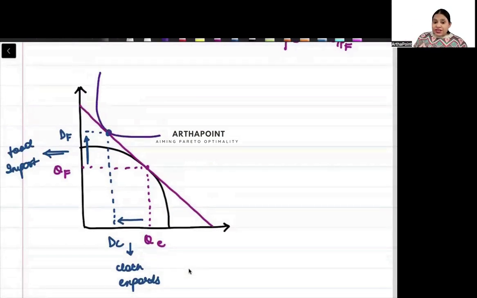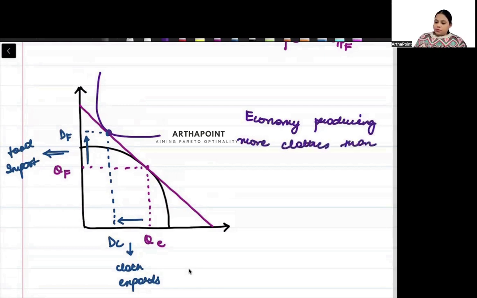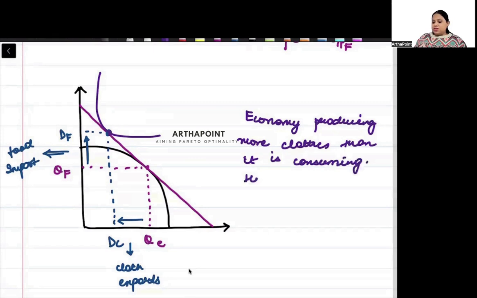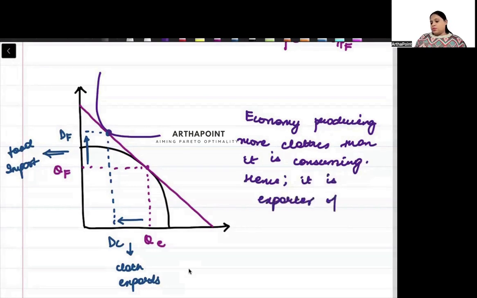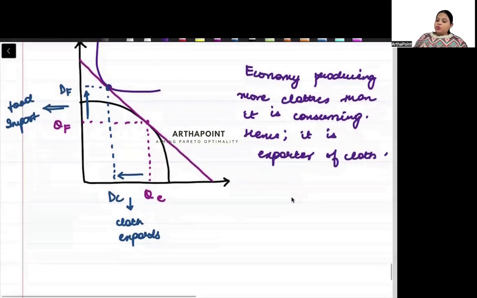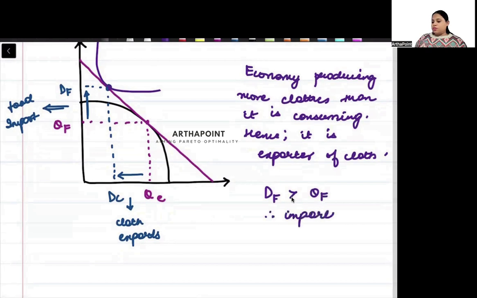It is possible. So in this case, the economy is producing more clothes than it is consuming. Hence, it is an exporter of cloth. And therefore, here we can see that demand of food is more than production of food, so it is an importer of food. Is this clear, beta? Does this make sense?